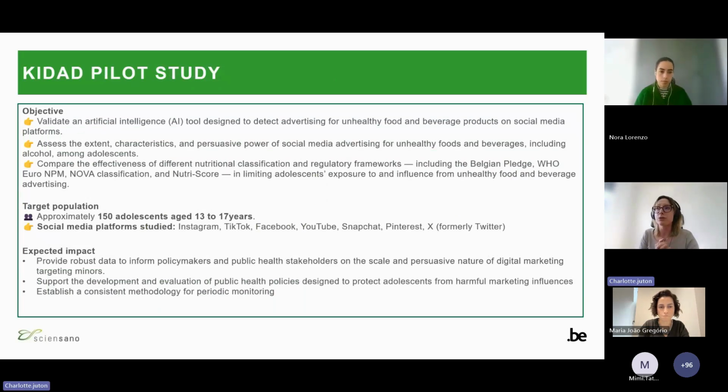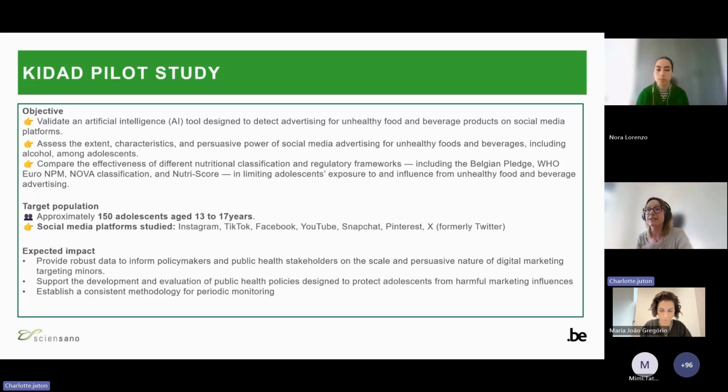Okay, so in 2025, so not so long ago, we finished the data collection of the KidAd study. So the idea is that it has three objectives. One is to assess the exposure and persuasive power of social media marketing of unhealthy products among adolescents, to compare the effectiveness of different nutritional classifications, including the Belgian Pledge, the WHO nutrient profile model, the NOVA classification, but also the Nutri-Score in limiting adolescent exposure to unhealthy products online, and also to validate an artificial intelligence tool designed to detect advertising of unhealthy products to simplify a little bit the data analysis around that.